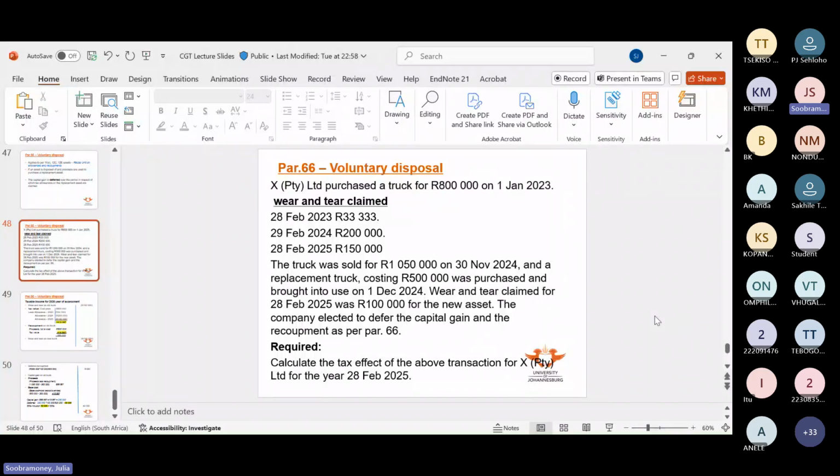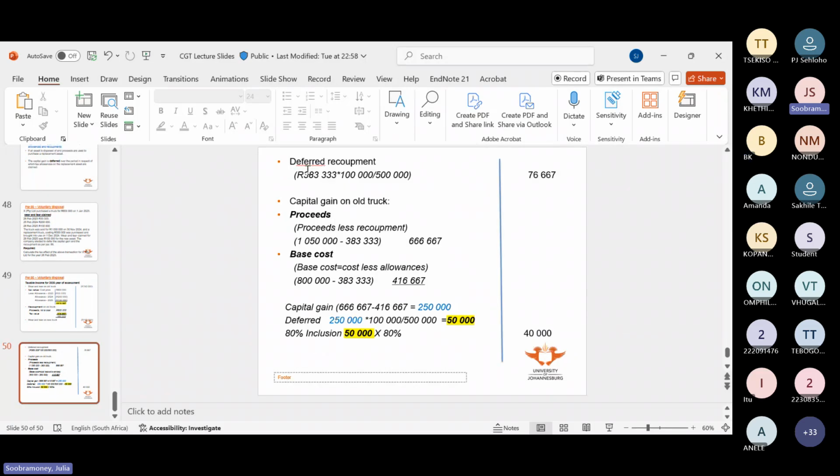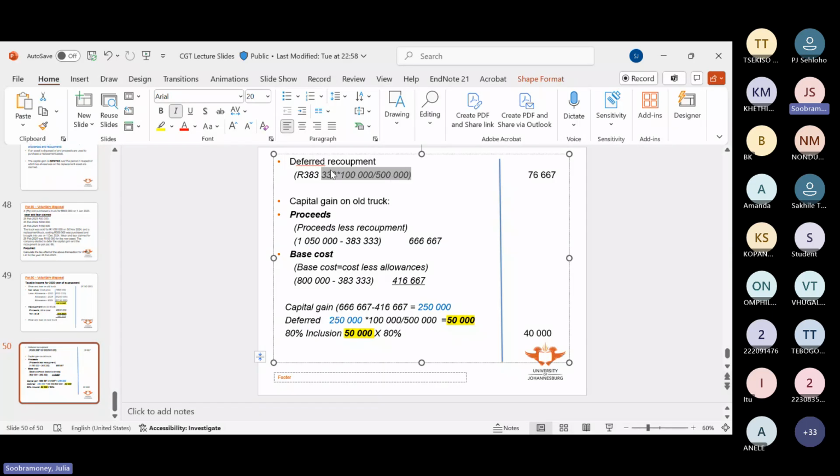Okay, but let's not complicate things. So what do we do here? Wear and tear on the new truck, we get the full deduction there. Why? Because we brought it into use this year. How much of the recoupment are we going to defer? Well, once again, it depends on the replacement asset. The replacement asset, we only wrote off 100 over 500, so you need to apportion. So therefore, we only include 76,667 as my recoupment. Okay, deferred recoupment. Now my next step is to calculate my capital gain.